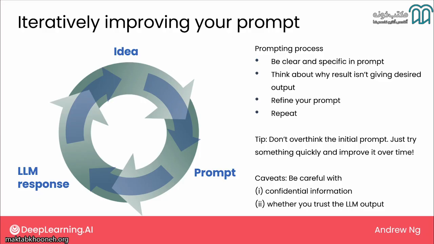But with these two caveats, when prompting, I will often just jump in and try something and see it not work, but then use the initial result to decide how to refine the prompt to get a better result. And that's why we say prompting is a highly iterative process. Sometimes you have to try a few things before you get the result you want.